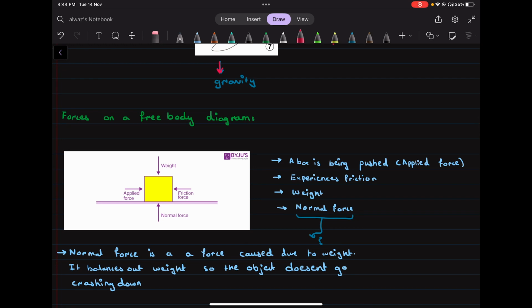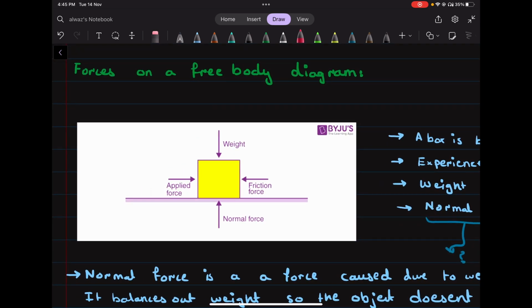Now, let's focus on a free body diagram. A free body diagram is a diagram that we use to show all the forces acting on an object. So, for example, in this diagram, we see a box. Now, we have four forces acting on this box. One of them is weight, and we can see that weight acts downwards due to the gravity.